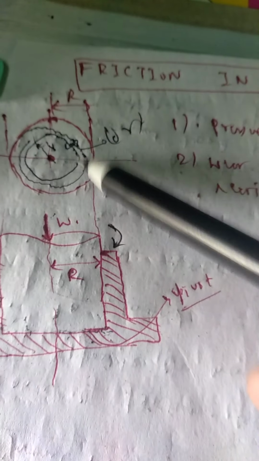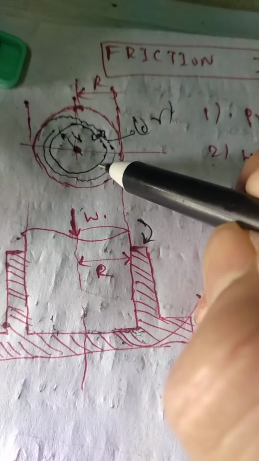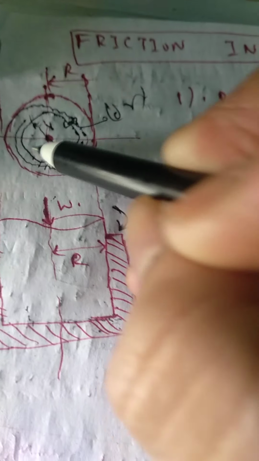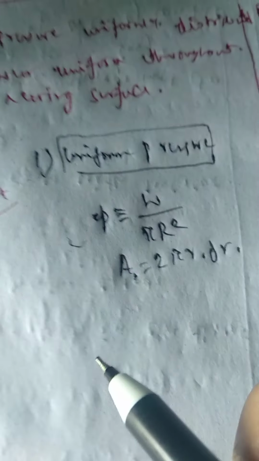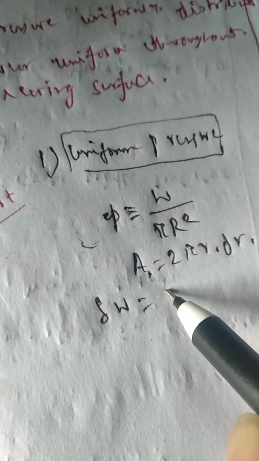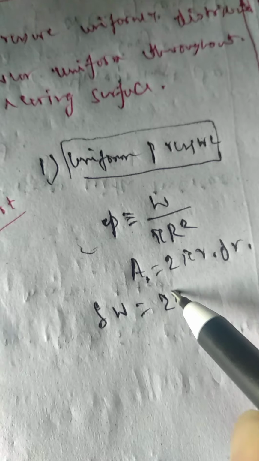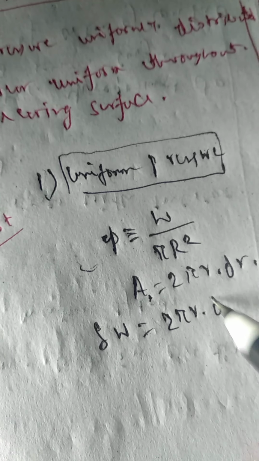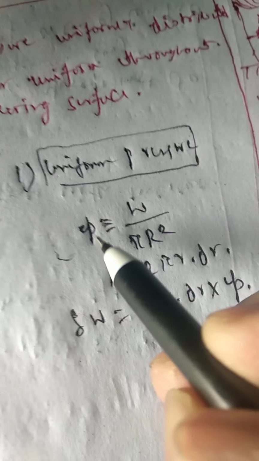Now the load transmitted on this ring, on this small elemental area. Load is equal to force, and force is pressure into area. Suppose that is dW. The load is equal to 2 pi r into dr into the pressure, that is P.